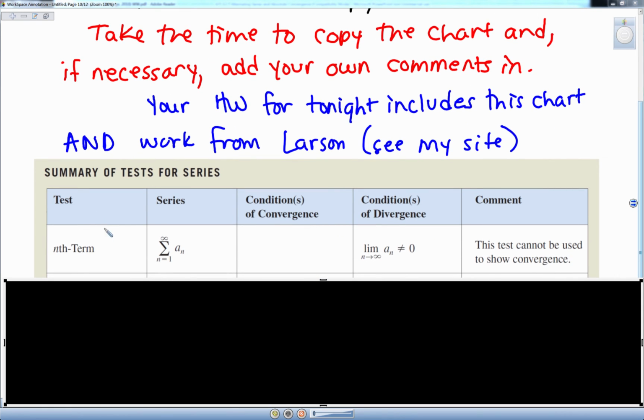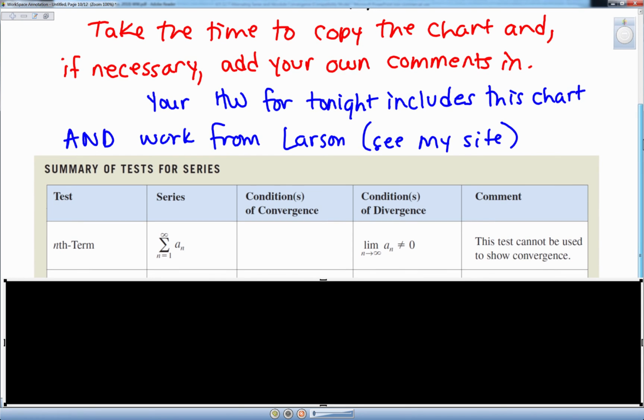So here's what you're actually going to see in the text. You've got the test, the series, then a column for conditions of convergence. There will be a column for conditions of divergence, and then some ancillary comments, where you might want to put some very useful insights that you have when applying that particular test, or limitations of that test, or side effects of the test.